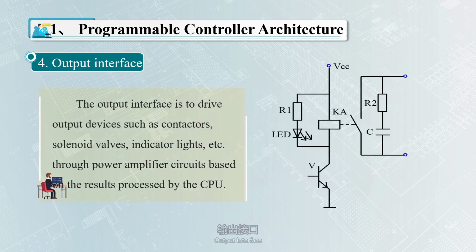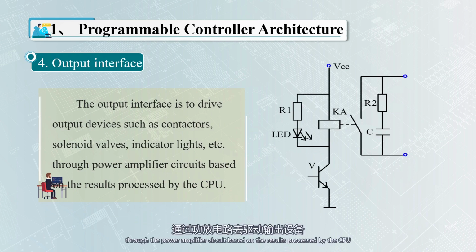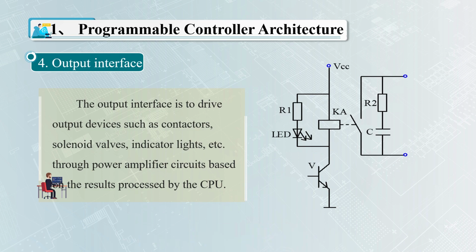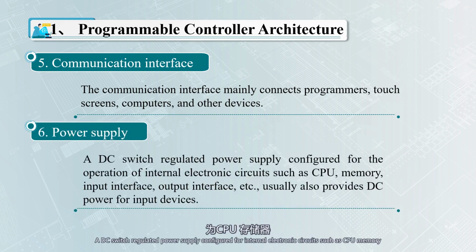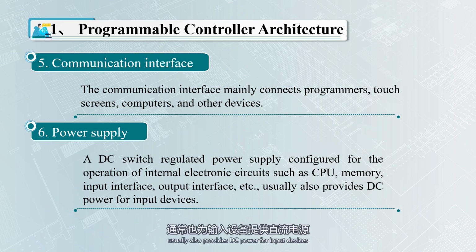Output interface. As shown in Figure 3, the output interface drives output devices such as contactors, solenoid valves, indicator lights, etc. through the power amplifier circuit based on the results processed by the CPU. 5. Communication interface. The communication interface mainly connects programmers, touchscreens, computers, and other devices. 6. Power supply. A DC switch-regulated power supply configured for internal electronic circuits such as CPU, memory, input interface, output interface, etc., usually also provides DC power for input devices.